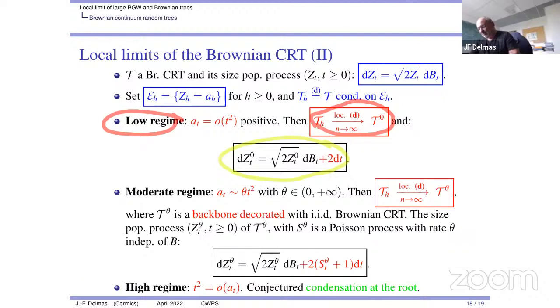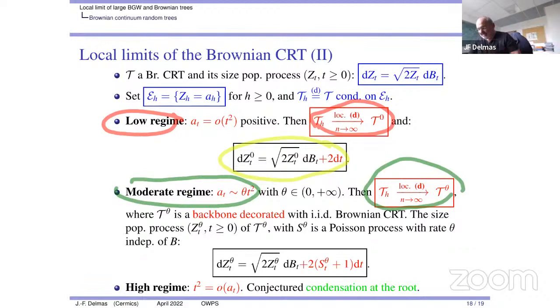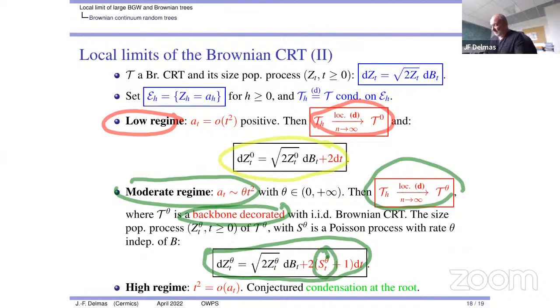More interesting is the moderate regime, where A of t is of order t squared. Then we also get a local limit for the Brownian tree conditioned to have a size exactly equal to A of t at time t, which can be seen as a decorated backbone, which is decorated with IID Brownian CRT. And then the size of the population at time t is again described by the Feller diffusion plus this term here, which is a Poissonian immigration, which didn't appear in here. So from here to here, I had a drift. From here to here, I had a Poissonian contribution to the drift.